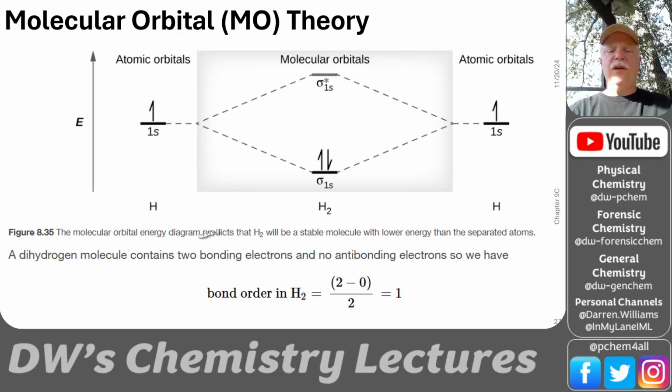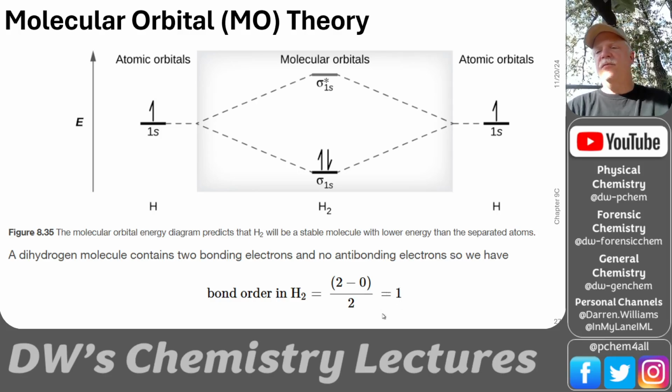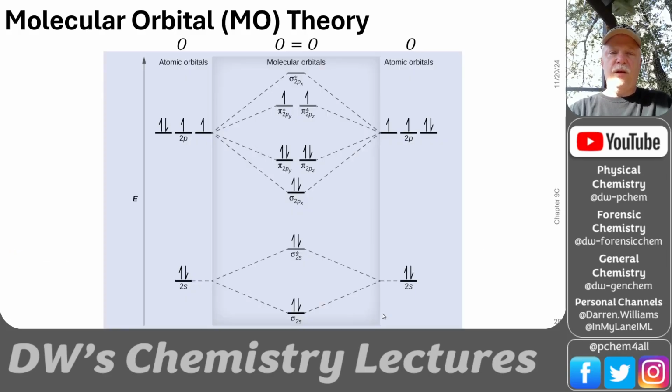And we can calculate for diatomics this thing called bond order. So it's the number of bonding electrons minus the number of antibonding electrons. And so we end up with 2 bonding electrons minus 0 antibonding electrons divided by 2, because it takes 2 to make a bond. And so this gives us a bond order of 1, which is accurate. We would model an H2 molecule as having a single bond between them. Notice we're not making bonds by the octet rule in molecular orbital theory.